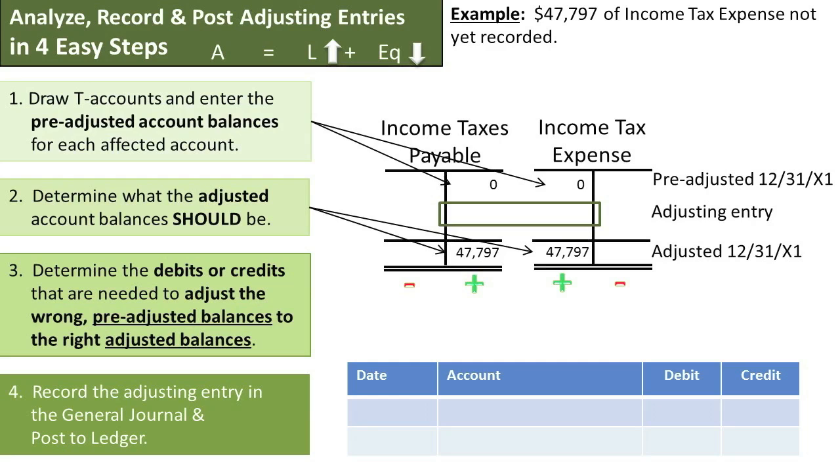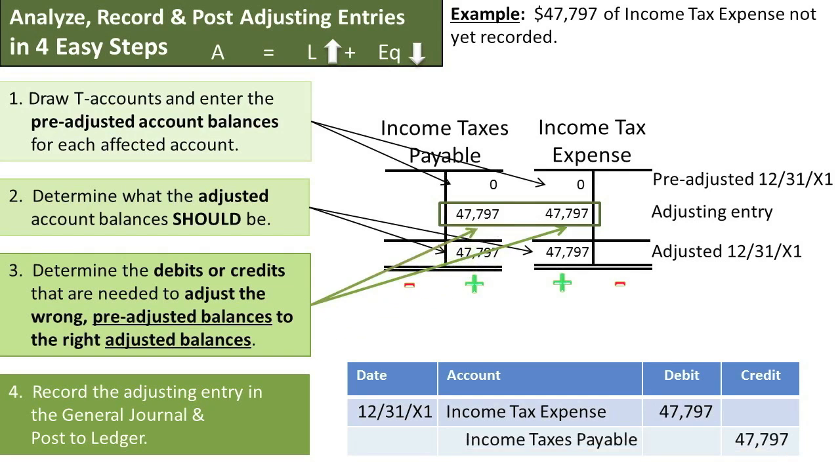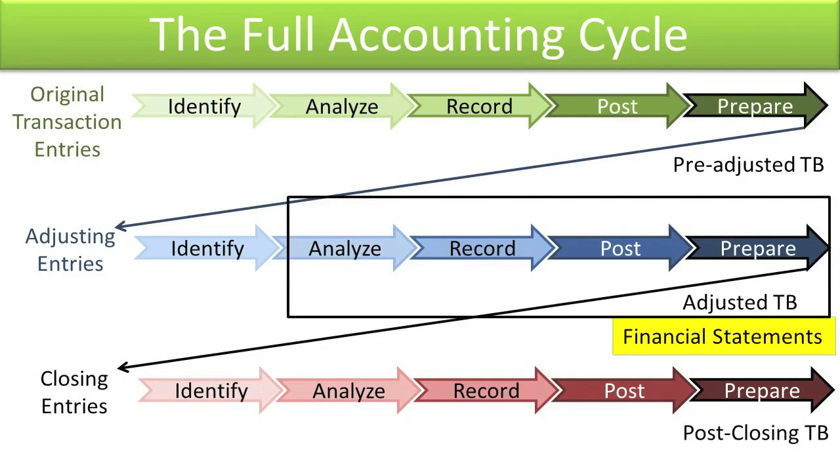The adjusting entry to get to the right balances would be a debit to income tax expense, $47,797, and a credit to income taxes payable, $47,797. We've just gone through a whole bunch of adjusting journal entries, and now let's summarize and see what we've done. Let's see what we've accomplished.